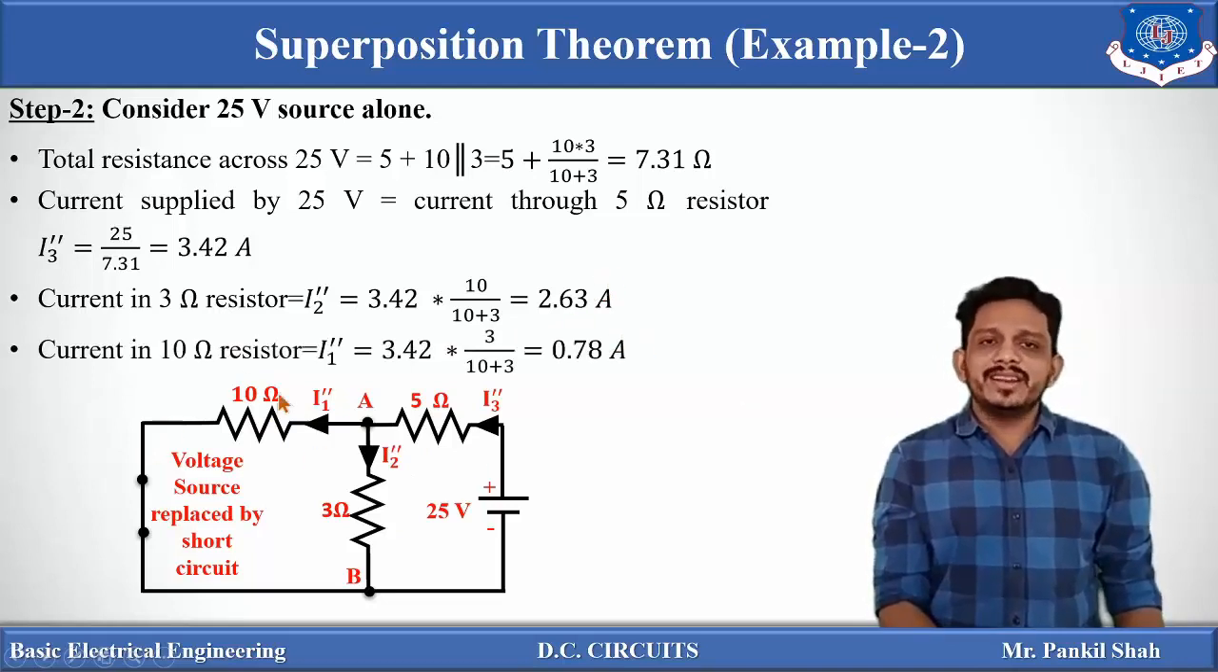If you want to find the current flowing through this 10 ohm branch, then it will be the total current 3.42 into the opposite resistance, that is 3, upon the total resistance, that is 10 plus 3. So it will be 3 upon 13. The solution of this gives you 0.78.